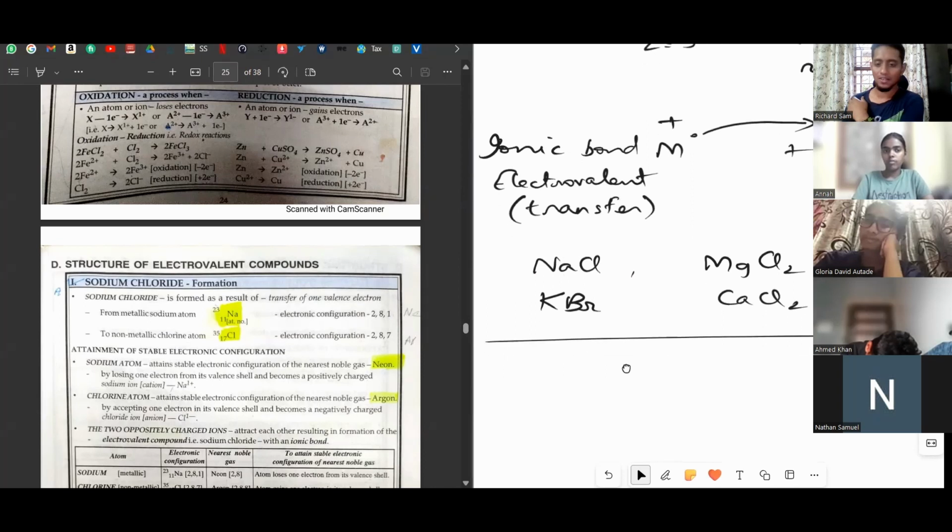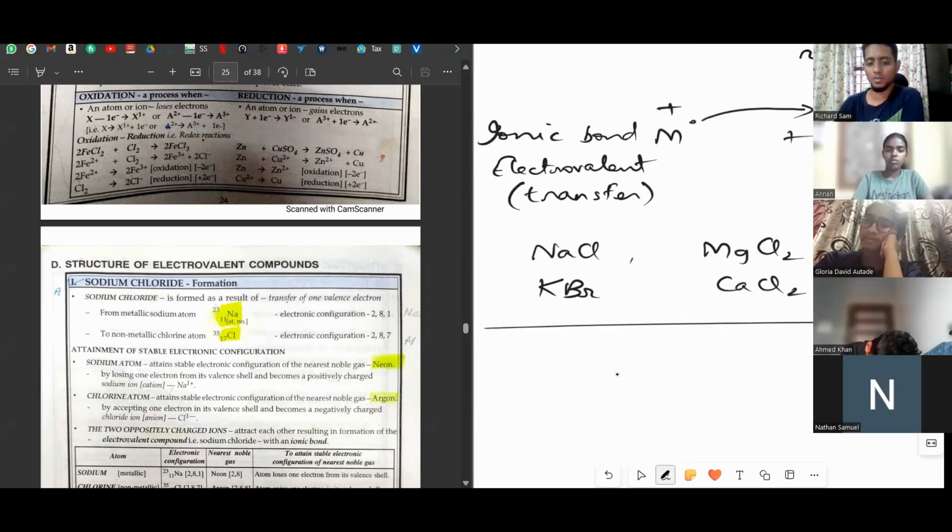Then the second type of bond that you'll be studying is between a non-metal and a non-metal. Since both are non-metals, they could either be the same non-metal or two different non-metals. But whatever it is, the bond between two non-metals is called what? Covalent bond.